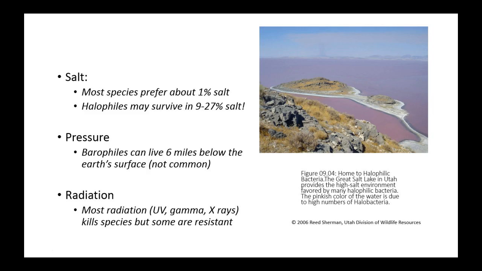There are some that we would call barophiles. That would be a pretty extreme condition, living 6 miles below the Earth's surface. And then we can also look at radiation. There are different levels of wavelengths, and most radiation, when it has a small wavelength, is able to damage and maybe destroy DNA. Because of this, it kills most species. Some can be resistant to this and have adapted a little bit better for that.